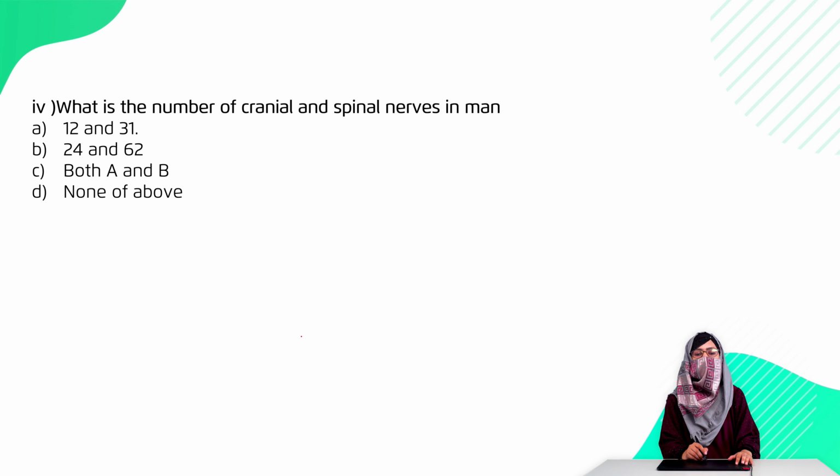Fourth, what is the number of cranial and spinal nerves in man? Option A, 12 and 31; option B, 24 and 62; option C, both A and B; and option D, none of the above. The right option is option A, 12 and 31.